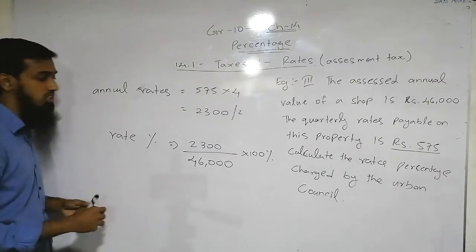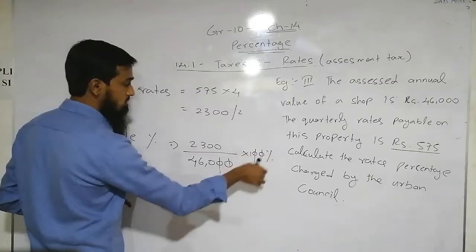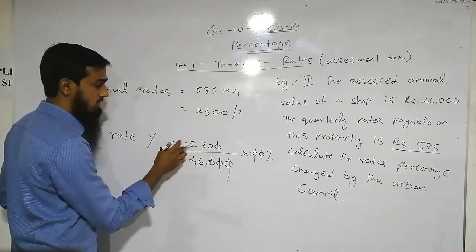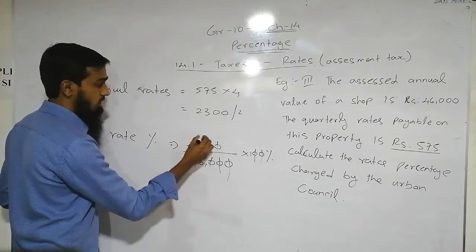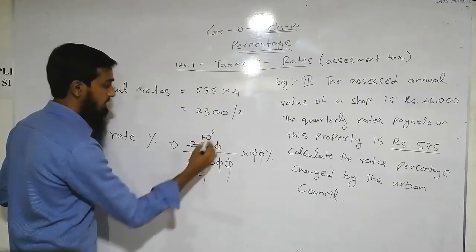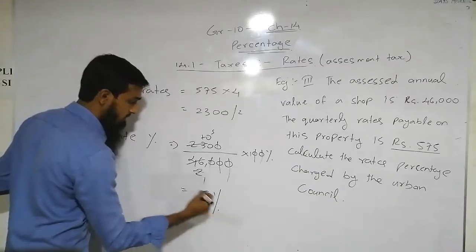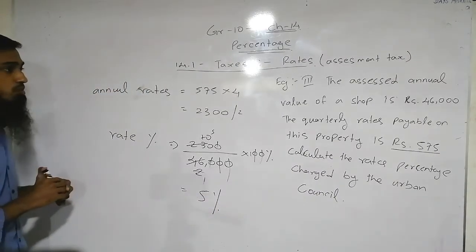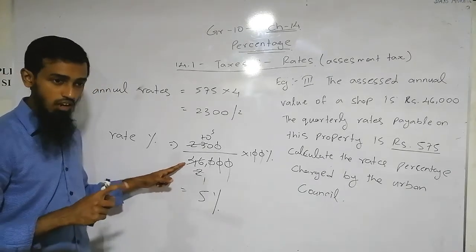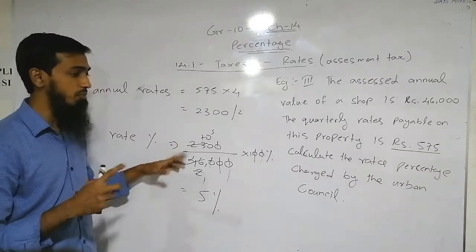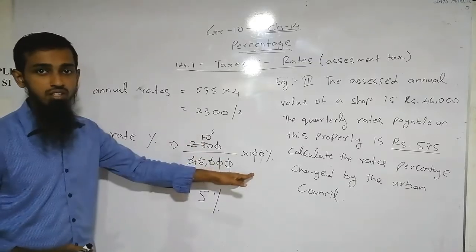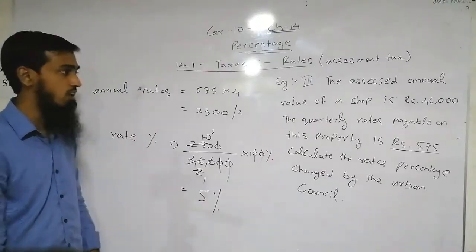So they have asked a question in reverse. Cancel the zeros: 46 and 23, that is 2 times. 23 one time, 23 two times. So 2 times 5 is 10, the rate is 5%. So the basic proportion: we find what annual rate applies to 46,000, and multiply that by 100 to get the percentage. So 5%.